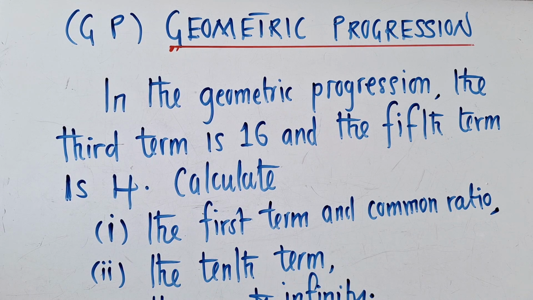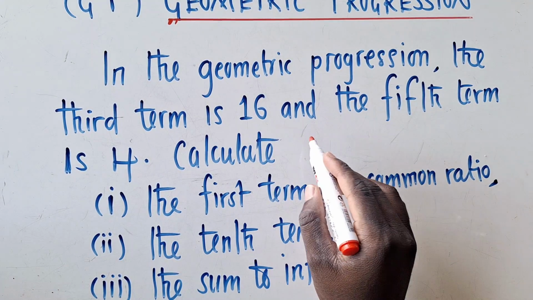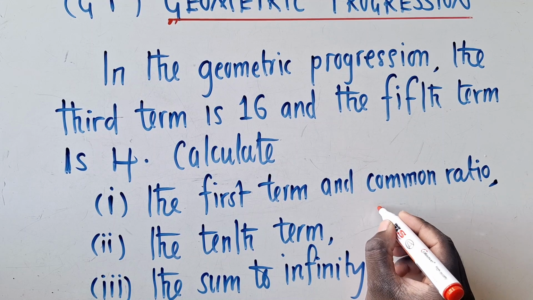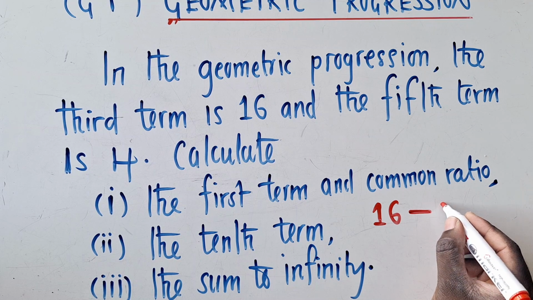Calculate the first term and common ratio. So to find the first term and common ratio, there are just a few things that we need to consider. We get the information. So they are saying this 16, the number 16 that you're able to see right over here, is the third term.